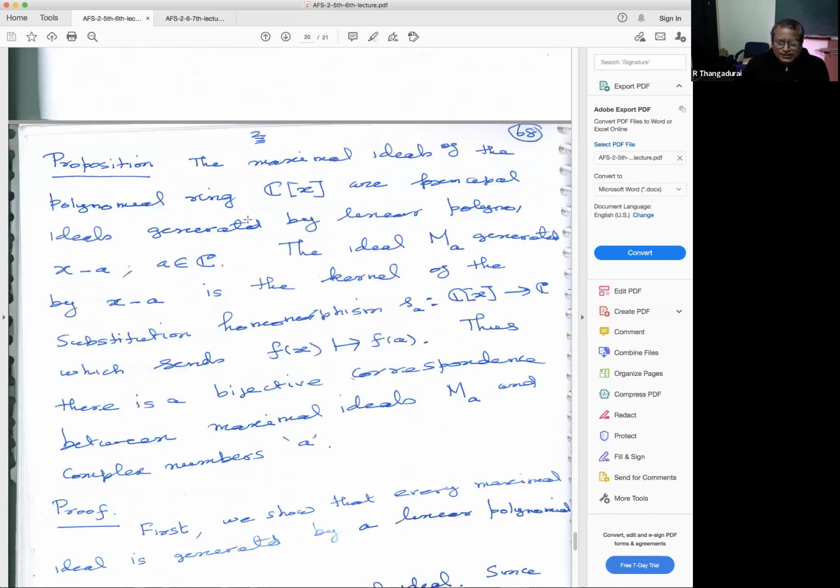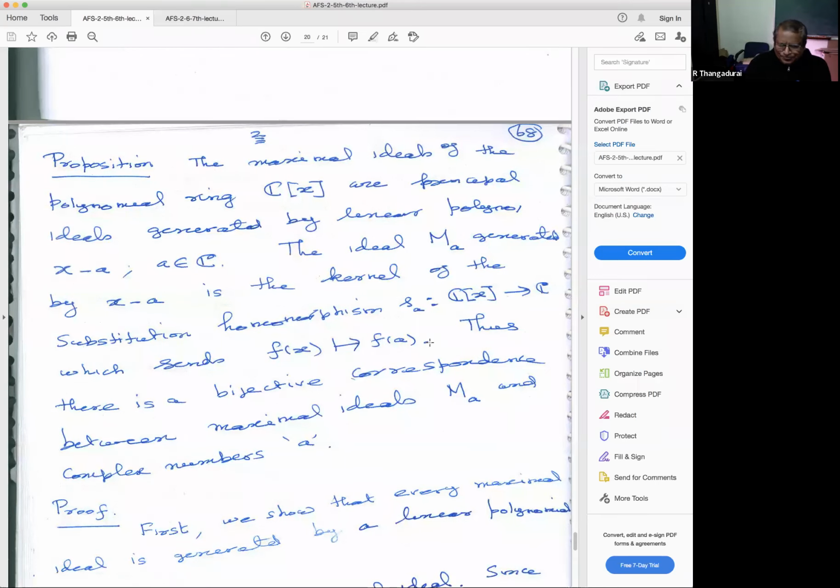Okay, this is first. The ideal M_a is nothing but the ideal generated by x minus a. I am denoting the ideal generated by x minus a by M_a. This ideal M_a is the kernel of the substitution homomorphism from the polynomial ring C[x] to C, which sends f(x) to f(a), just a substitution homomorphism. This is the first kernel. It is obvious that it is a kernel, but we have to prove that it is maximal.